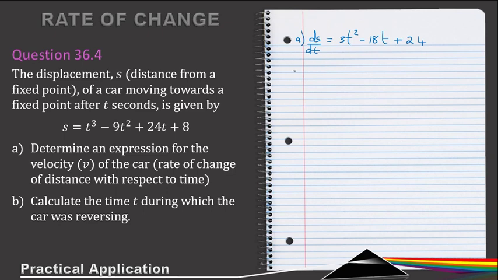And then B, calculate the time t during which the car was reversing. Okay, so once again, practically thinking about this, if I just draw this here quickly, let's say this graph would look something like this, right? This is your distance, and this is where your point is, and the car is going forward when the graph is going upwards. The car is going forward, but when the graph is going down again, the car is coming back to that same point, and this is then your time.